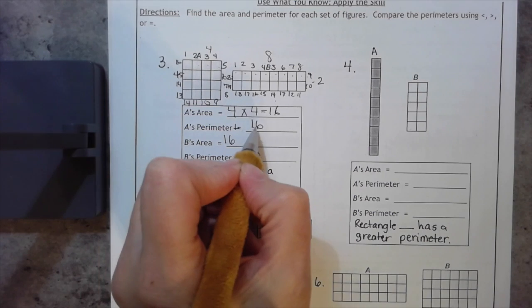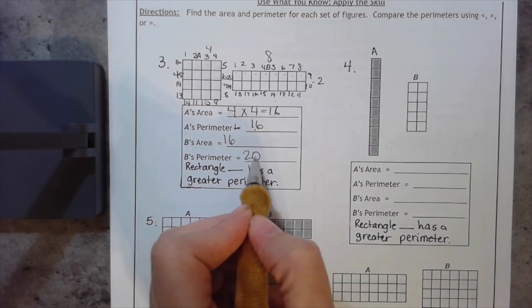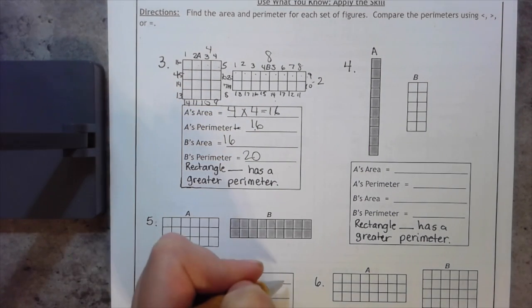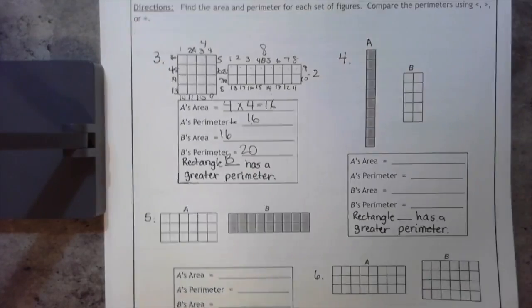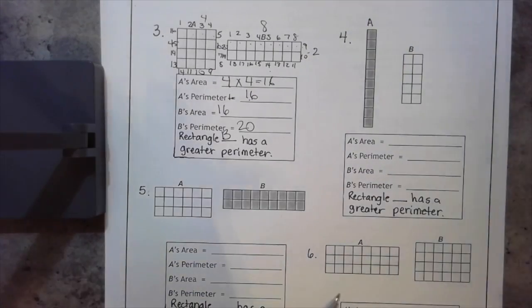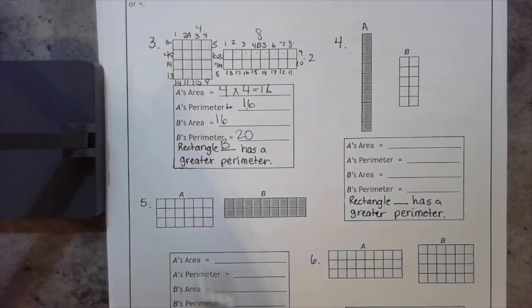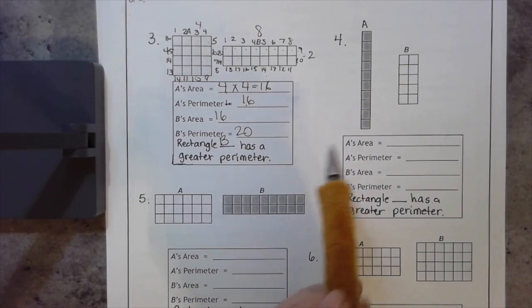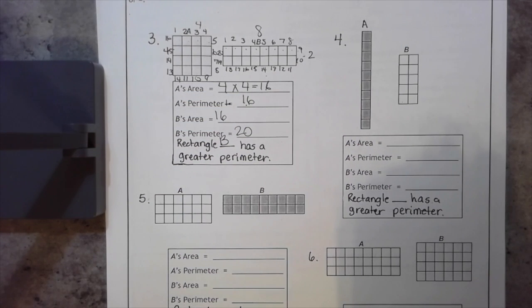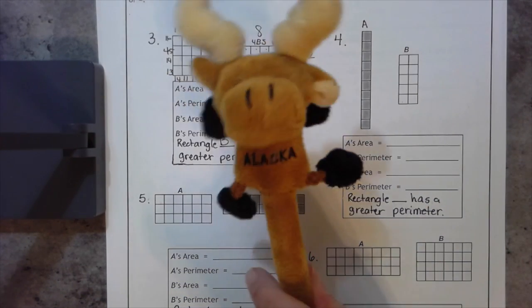Now, rectangle A has a perimeter of 16. Rectangle B has a perimeter of 20. Which one's bigger? B. Has B won every time so far? It has. Goodness gracious. Poor A needs to catch up. Okay, pause the video. Do the area and perimeter for rectangle A and B. And back to work.